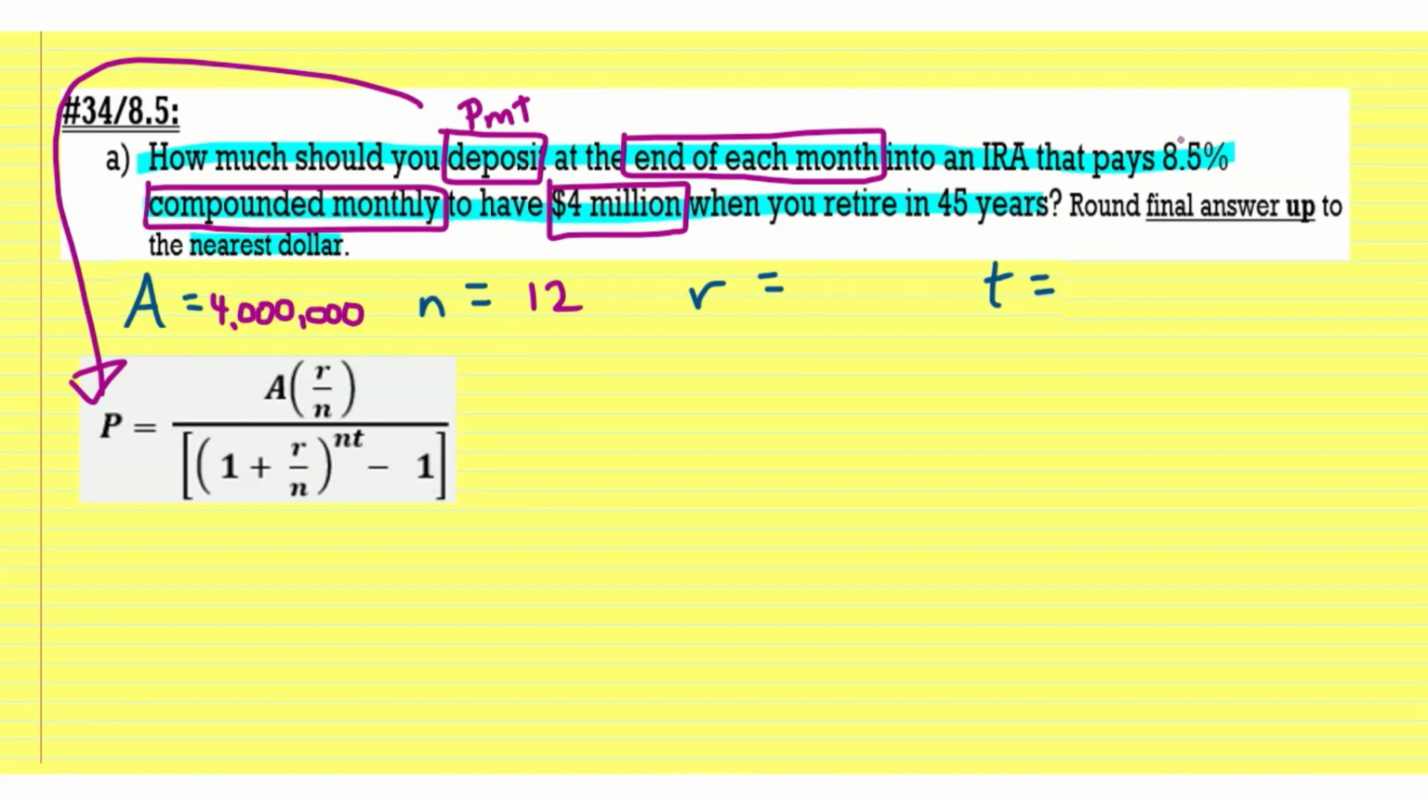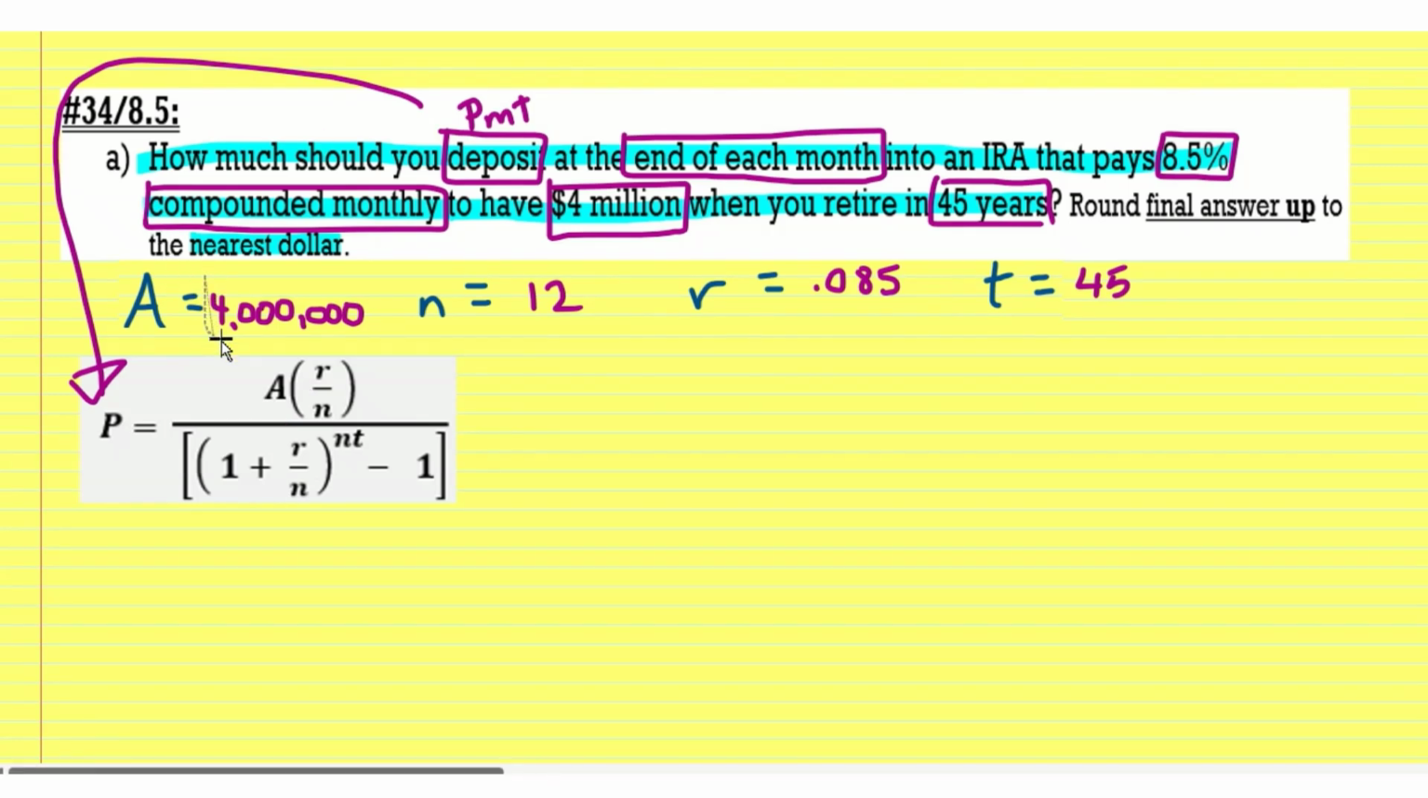The R stands for the rate. We have an 8.5% interest rate. We're going to divide that by 100. It's going to give me 0.085. That's the decimal number we will use in our formula. And the T stands for the time. And we're going to be putting money in this account for 45 years. So now we're going to take all these values and put them into our formula.